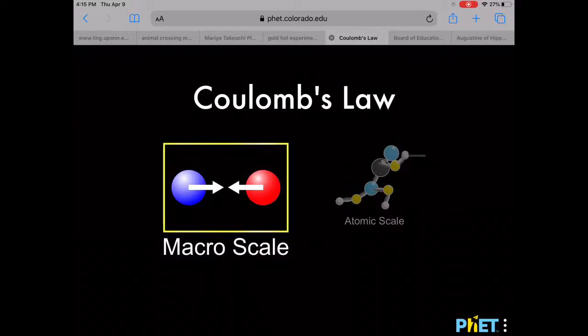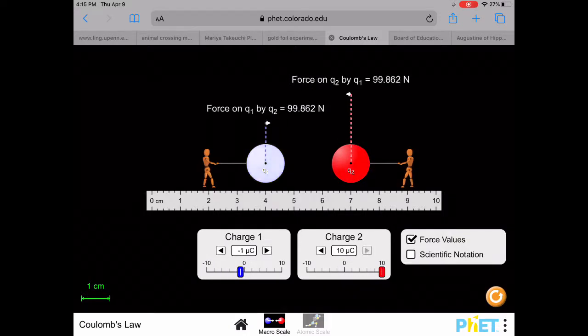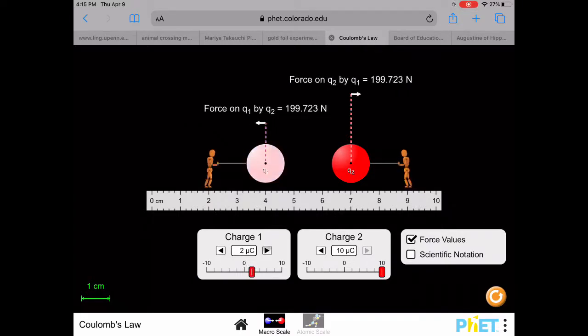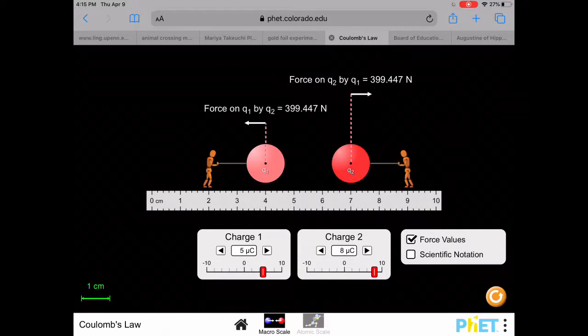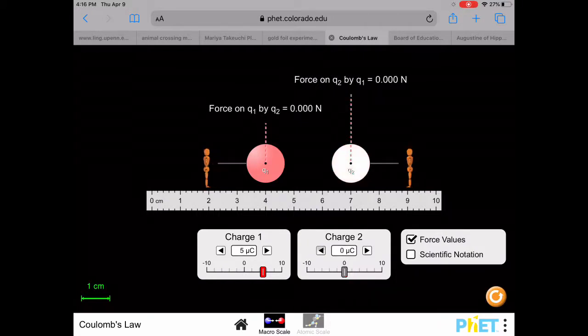Let's take a look at a simulation so we can actually see these ideas in action. You can see I've got one negative charge and one positive charge. They're both attracted towards each other. But as I change that charge to make them both positive charges, you can see that the arrows now point out. They're unattracted to each other. They're repelled. I can change all of my values for charges and see how that affects the forces.